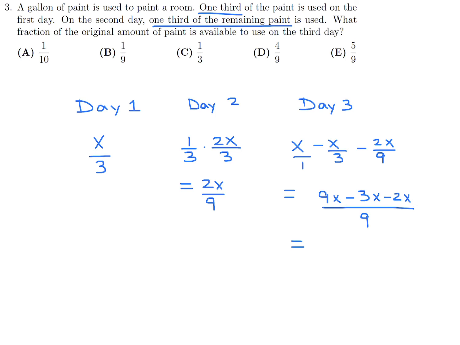And that looks like 9 minus 5, which is 4x over 9. And that is how much you will use on day 3. So number 3, the answer is 4/9 of the original amount. So the answer is D.